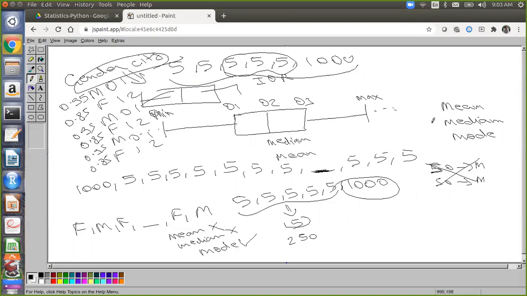Now why is it 68%? For that you have to wait for tomorrow's class. I'll explain it, because we will be connecting this box plot with the normal distribution. So for now it's not 50%, it is more than that. Why? That we will discuss tomorrow.